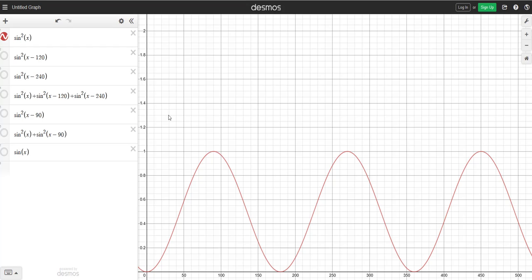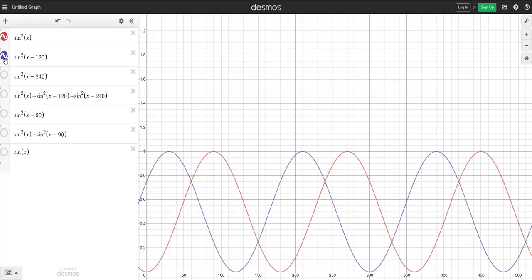Now I'm going to turn off the sum and the phase shifted waveform, and instead we're going to look at the output from the three-phase machine. The power pulses are going to be separated by not 90 degrees but 120 degrees. So what I've got here now is three waveforms, separated by 120 degrees.